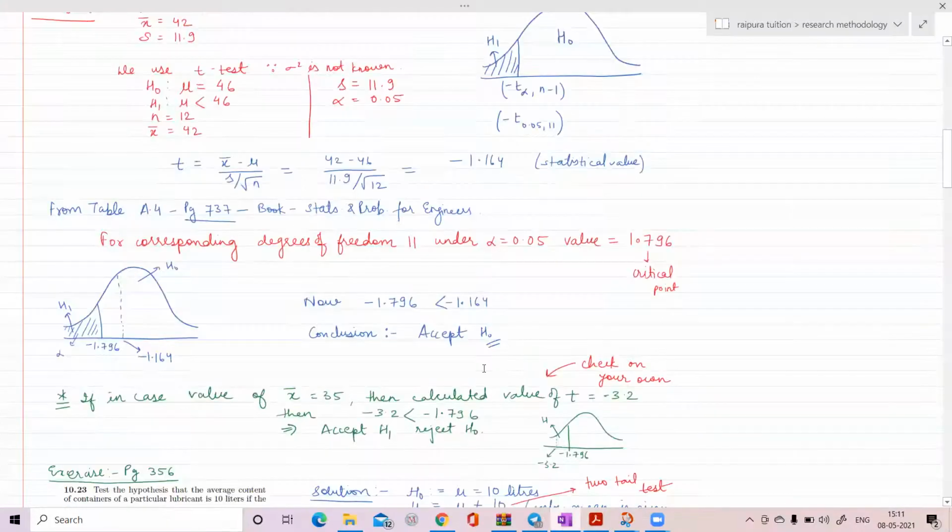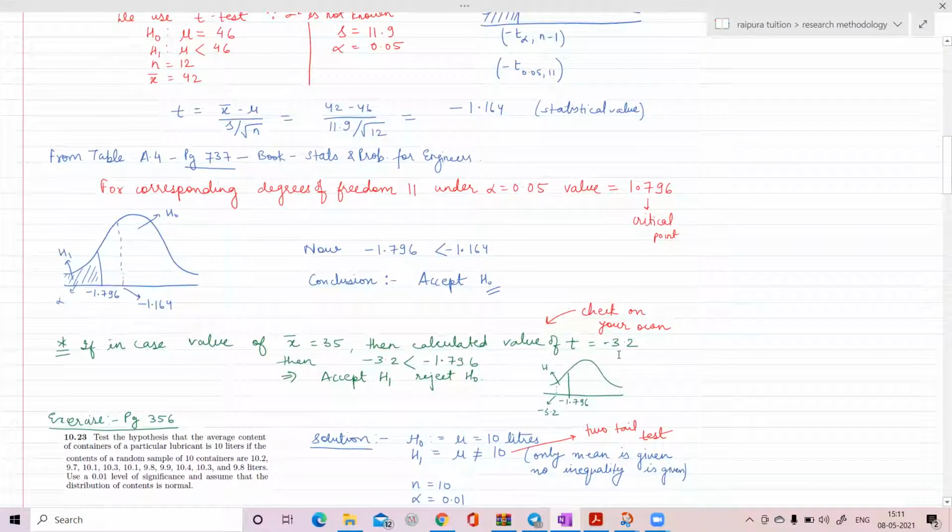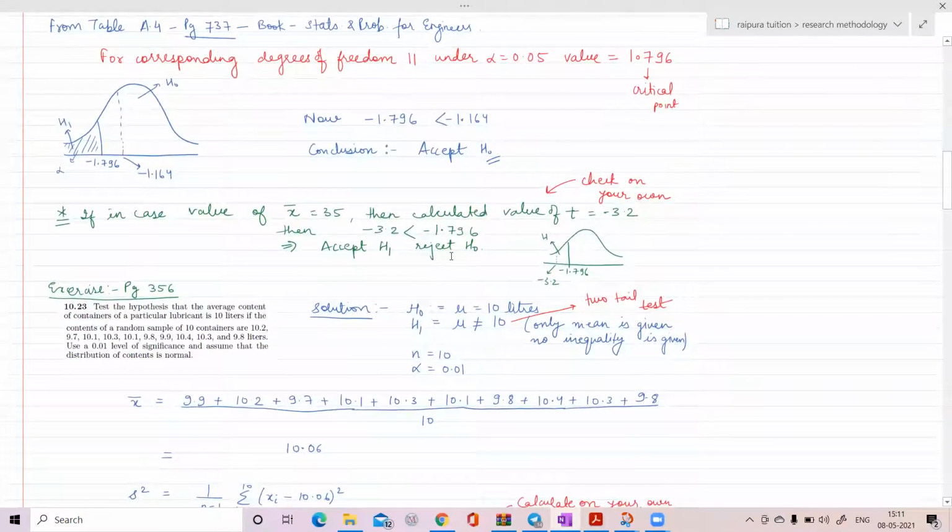So we will be using this value, 1.796, and you can see that minus 1.796 is less than our calculated value minus 1.164. So our calculated value lies in H naught and it supports H naught, so we will accept H naught. And if our mean would have been 35, then the calculated value of t would have been minus 3.2, and this minus 3.2 would have been less than minus 1.796. In that case, we would have accepted H1 and rejected H0.